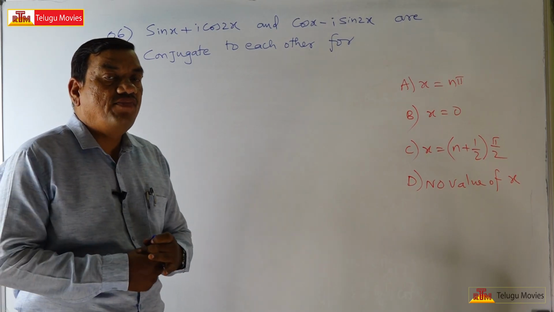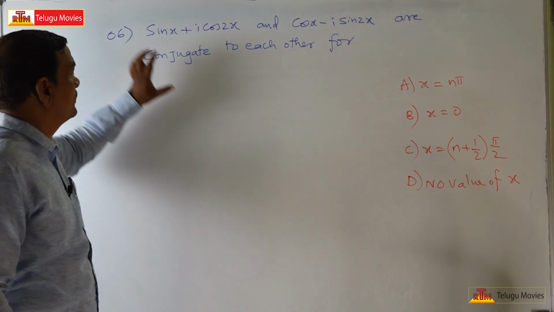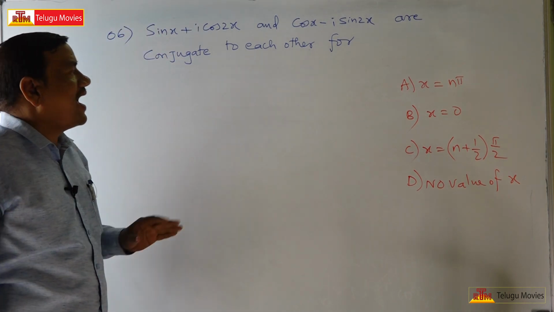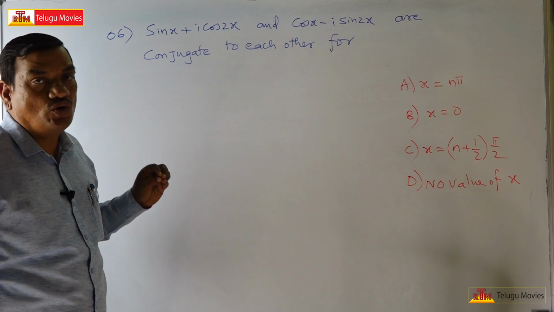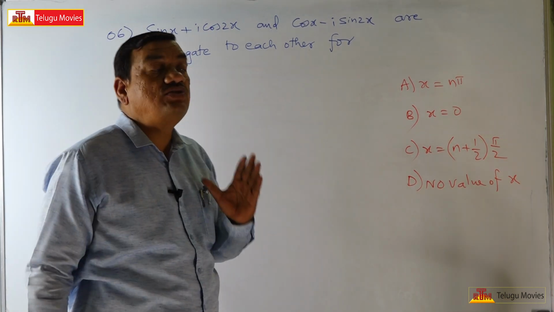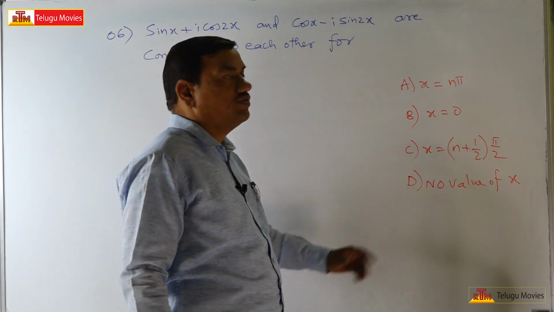Dear students, welcome to the sixth problem. Sin x plus i cos 2x and cos x minus iota sin 2x are conjugate to each other for which values of x? For which values of x?